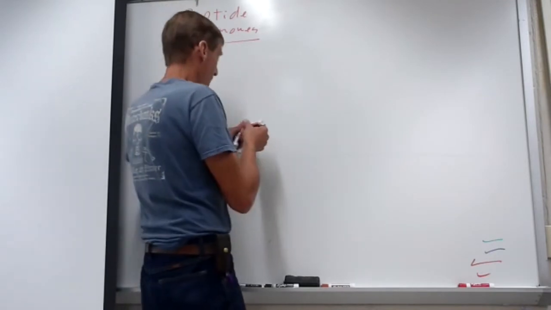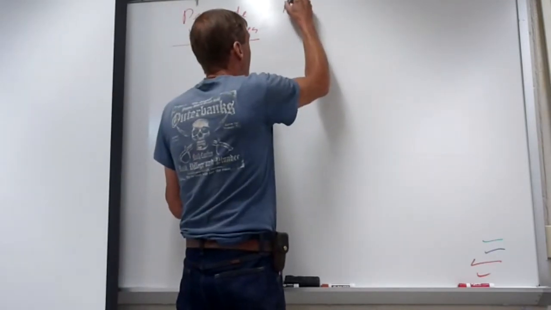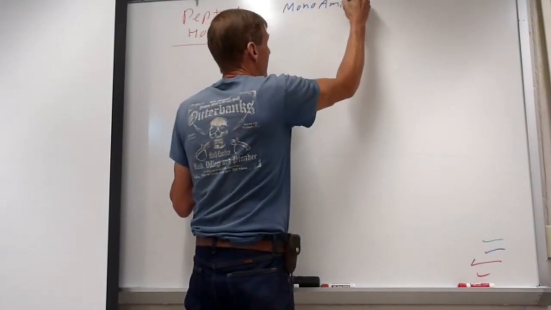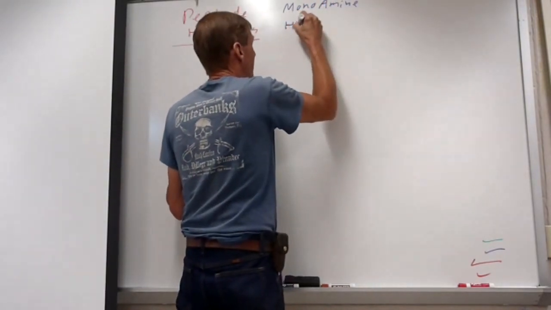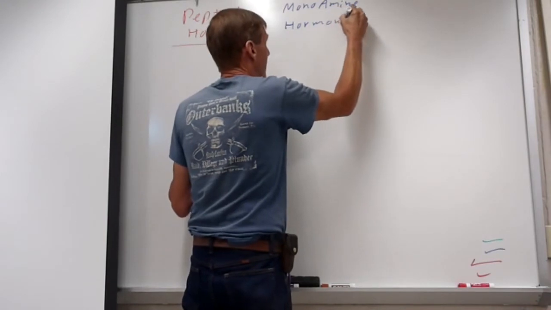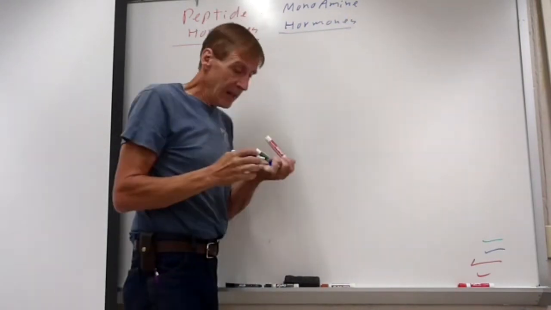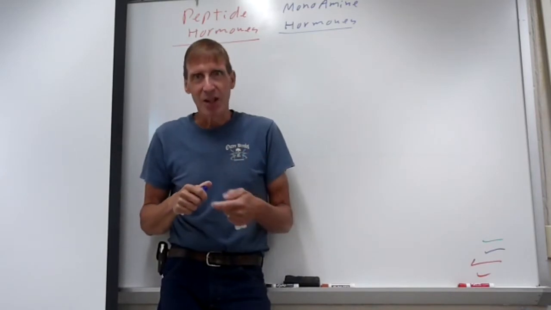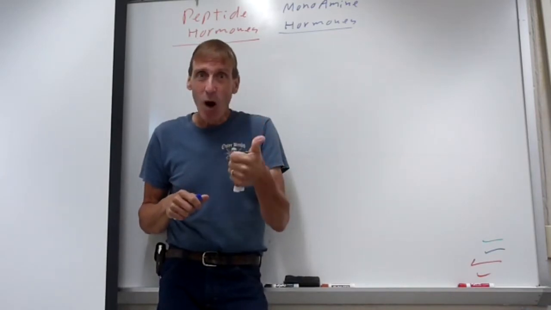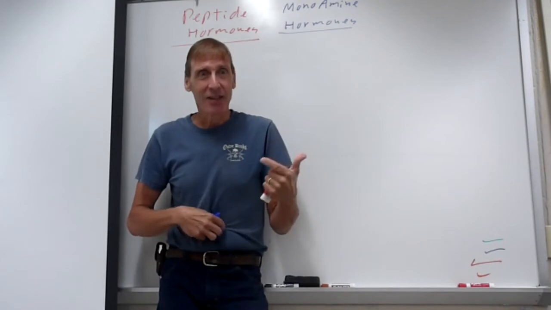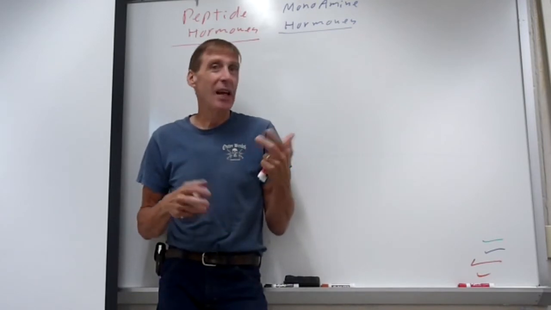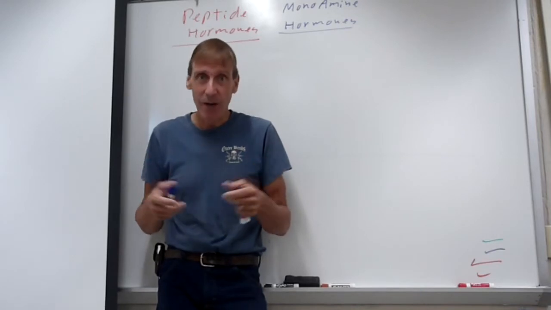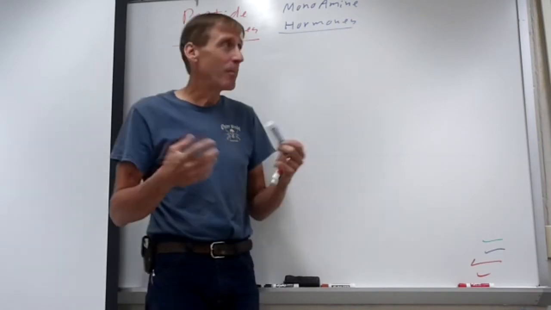There is another category called the monoamines. The name's pretty self-explanatory. They are made out of one modified amino acid. Some examples would be epinephrine is a monoamine, thyroxine is a monoamine, it's a modified amino acid. So there's a handful of monoamines.